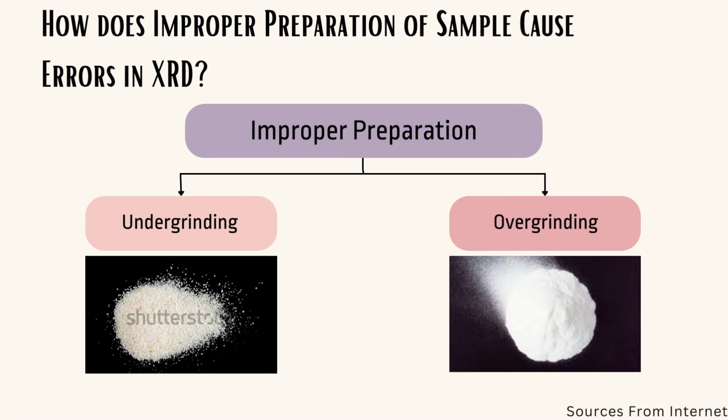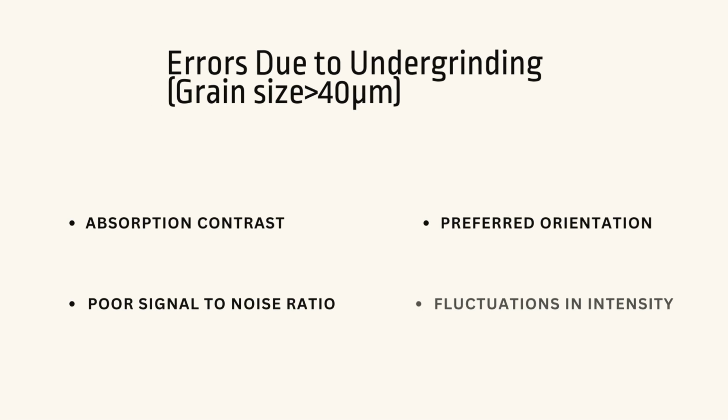How does improper preparation of samples cause errors in XRD? In XRD, there are several errors that can be caused by improper preparation of samples. Improper preparation of powder samples include undergrinding and overgrinding. When the sample is ground to a grain size bigger than 40 micrometer, it is considered undergrinding. The errors that are caused by undergrinding are absorption contrast, preferred orientation, poor signal-to-noise ratio and fluctuations in intensity.